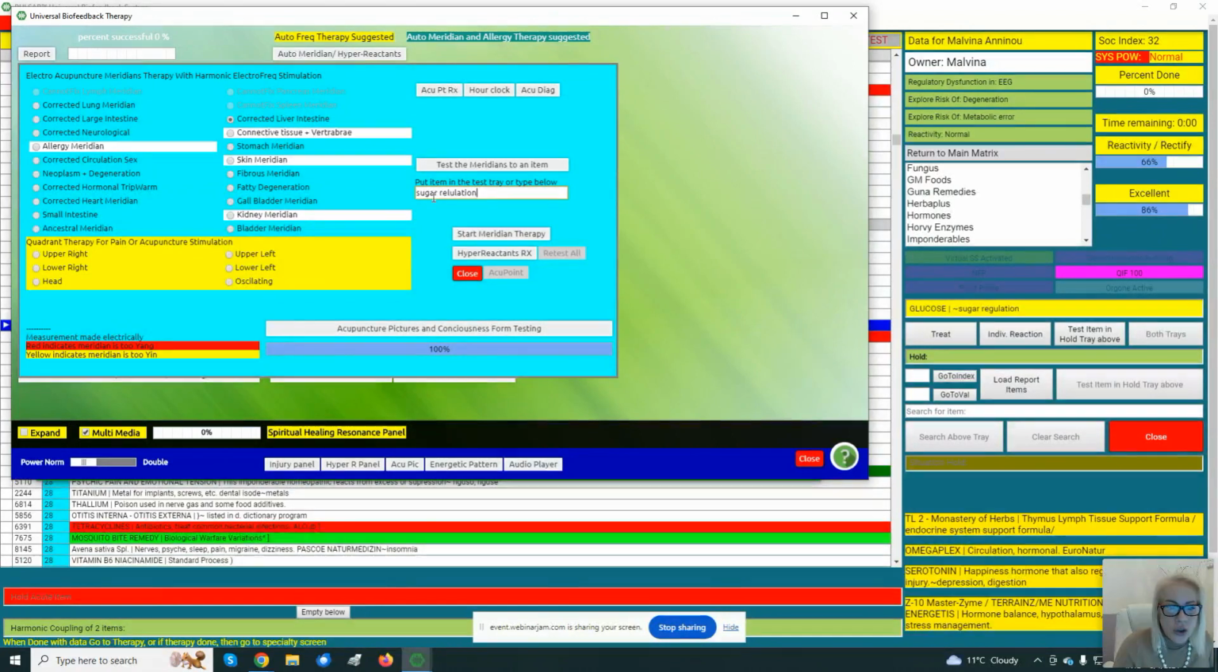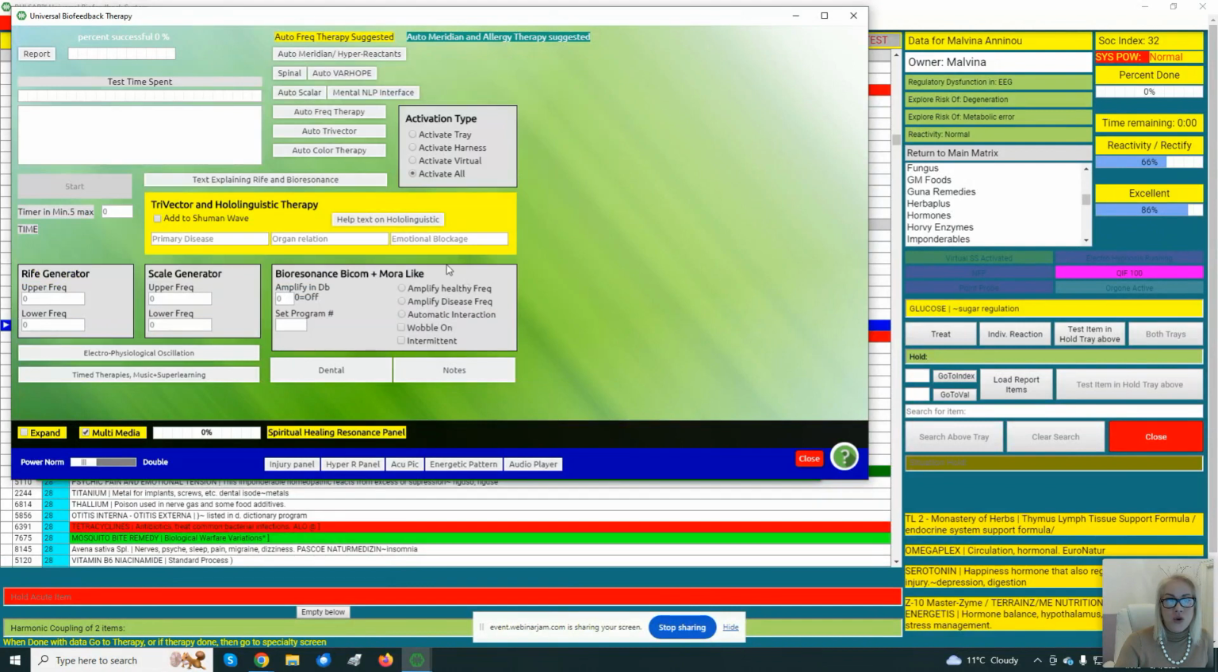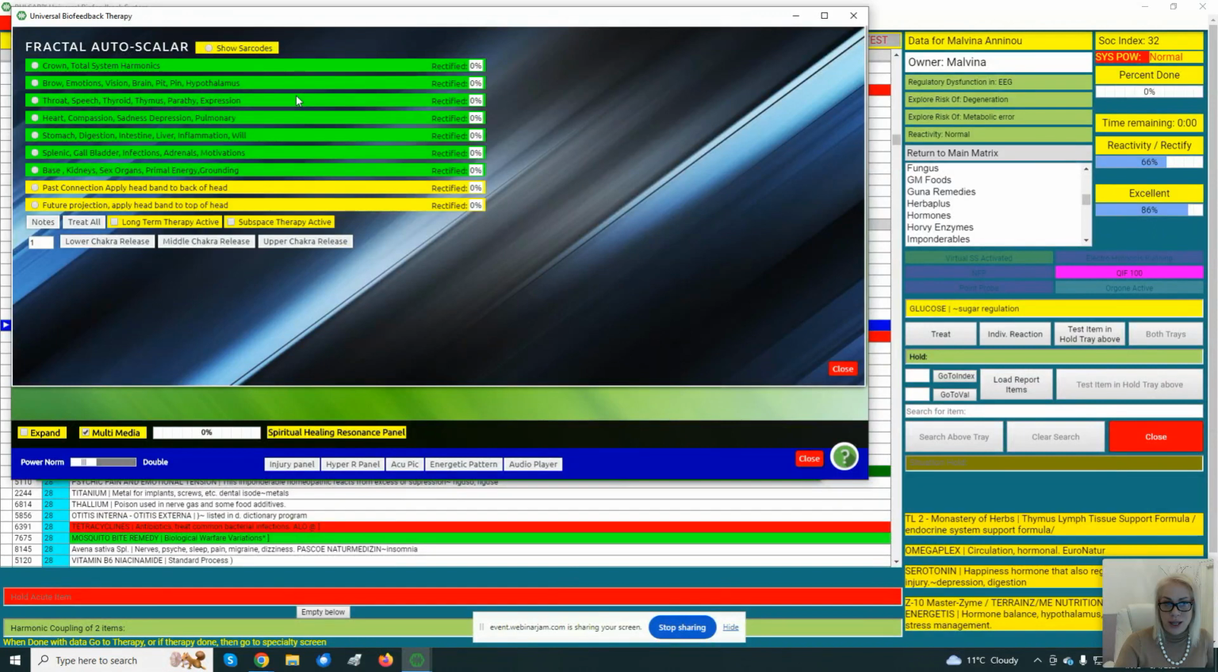Okay, so you can do sugar regulation, you can do osteoporosis and what have you, and do the same thing and get more information. Okay, now close. And normally I would end with the autoscaler. I'm not going to do it now. No need to do it now. Most of you already know that, and it will give us information, because the rectification here, if you get a low rectification, you know that there's an issue in that part.